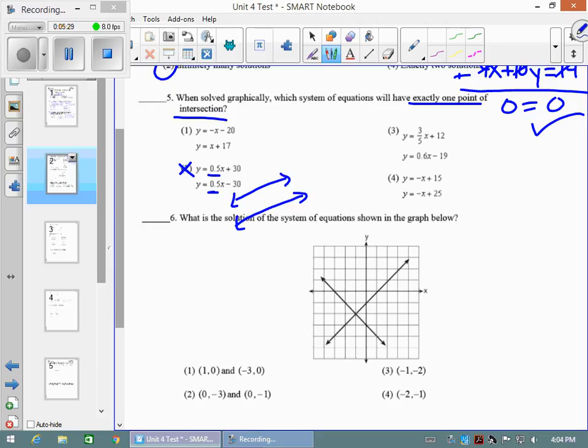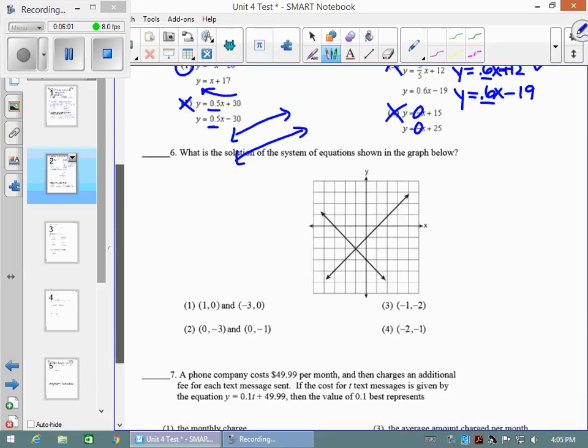3/5 is the same as 0.6. So even though choice 3, you might not have seen that they were the same slope right away, if you had converted either the decimal to a fraction or the fraction to a decimal, you would see that they are also parallel lines. And choice 4, both have a slope of -1, so they're also parallel lines. The only choice here that would have an intersection point is choice 1, because these two lines have different slopes and different y-intercepts, meaning they will intersect at some point.